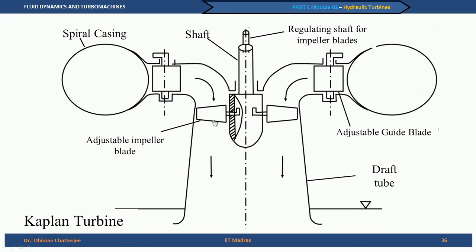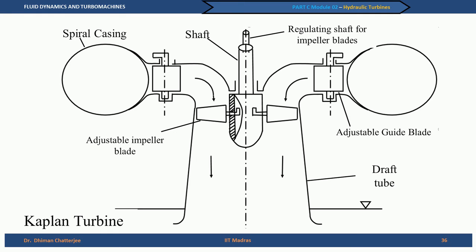At this point, let me also tell you that there is yet another type of axial flow hydraulic turbine, called the propeller turbine. The propeller turbines are also axial flow turbines, but they differ from Kaplan turbine in a very significant way, in the sense that they do not have adjustable impeller blades. Their runner blades or impeller blades in case of propeller turbines are fixed.